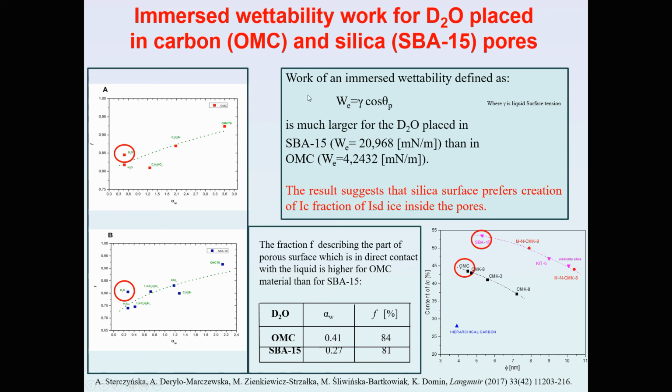We also calculate the work of immersional wettability, defined as surface tension times cosine theta in pores, and we find that it is much larger for D2O placed in SBA15 than for OMC. So this result suggests that the silica surface prefers creation of a cubic ice fraction in disordered ice. As we can see, the content of cubic ice is larger in SBA than OMC.